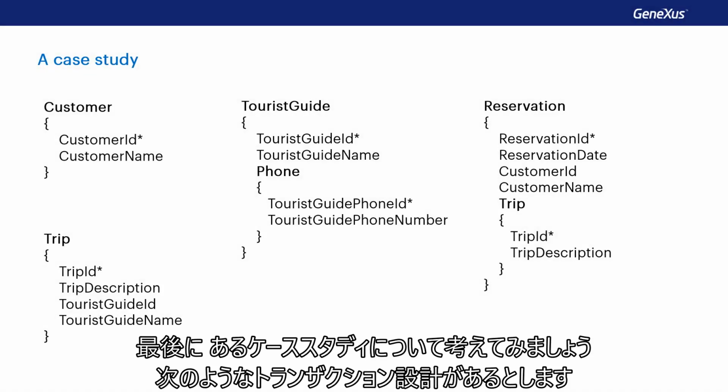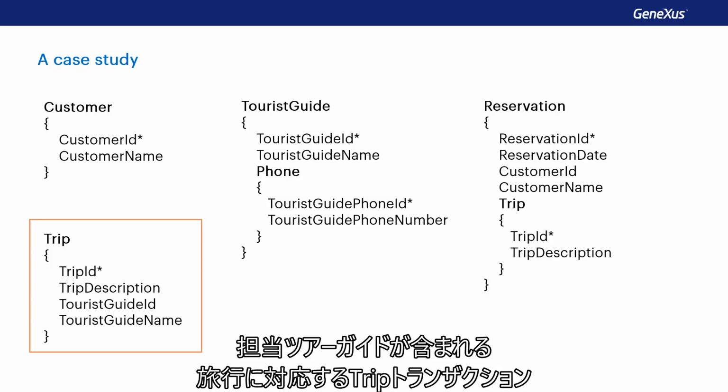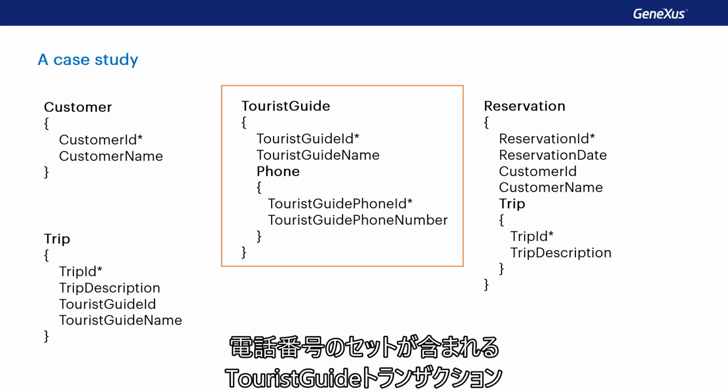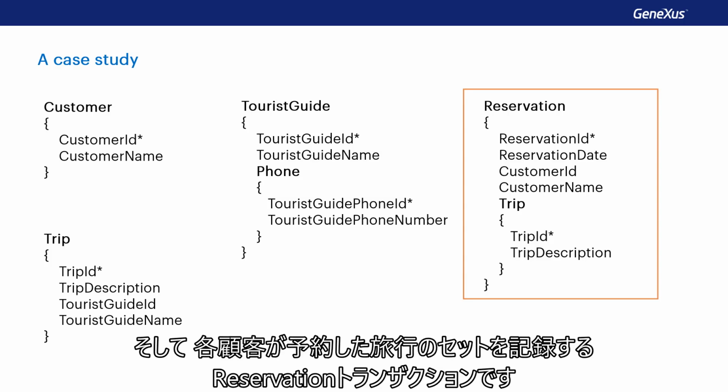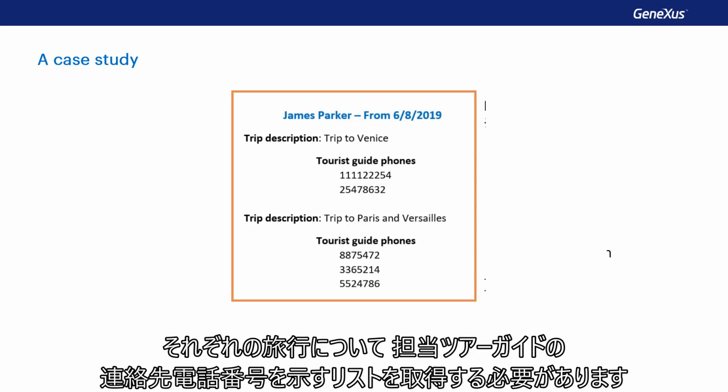Finally, let's examine a case study. Let's consider the following transaction design: the customer transaction, the trip transaction corresponding to the trips with a tour guide in charge, the tourist guide transaction with its set of phone numbers, and the reservation transaction to record, for each customer, the set of trips that he or she has booked. We need to obtain a list showing, for a given customer, and from a given date, all the trips he's booked, and for each of them, the contact phone numbers of the tour guide in charge.